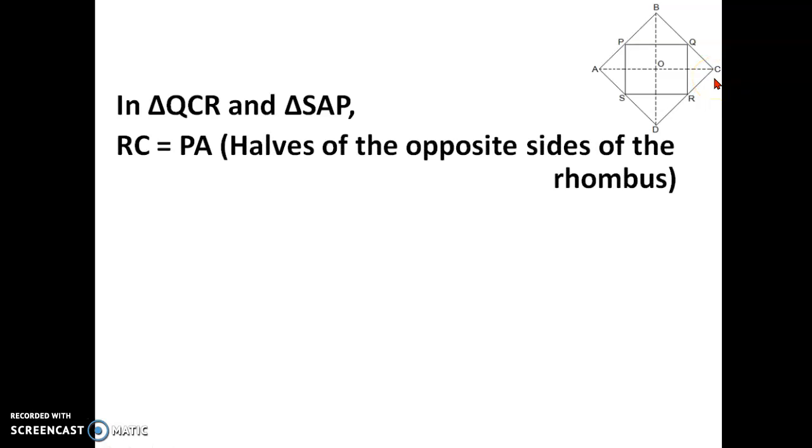Similarly, QCR and SAP, these opposite triangles we are taking. In that also, RC is equal to PA, halves of the opposite sides of the rhombus.